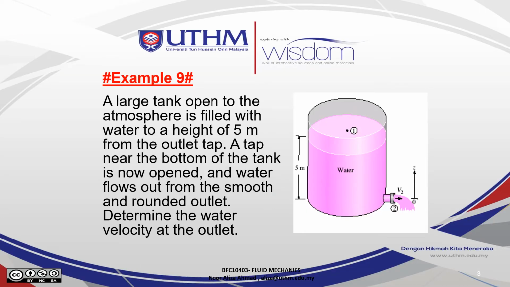Example 9. A large tank open to the atmosphere is filled with water to a height of 5 meters from the outlet tap. This is a tap. A tap near the bottom of the tank is now open and water flows out from the smooth and rounded outlet. Determine the water velocity, to find the velocity at this outlet.